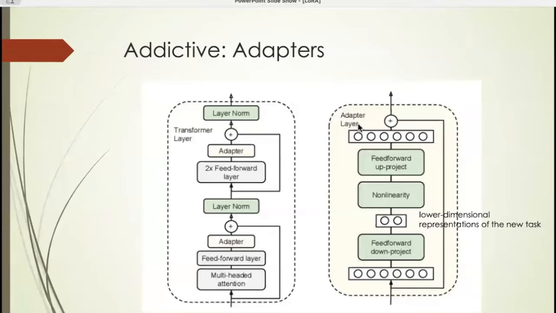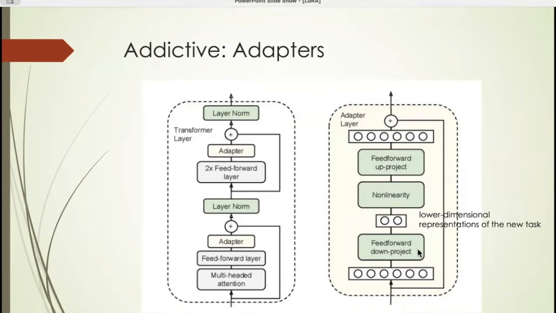If you look into the adapter layers, they look like an autoencoder type of structure. They first down-project into a smaller vector, a lower dimensional representation, and then up-project to the original dimension. So this is doing some compression first, and then reconstructing the signal back to the original dimension. This is what the adapter layer looks like.